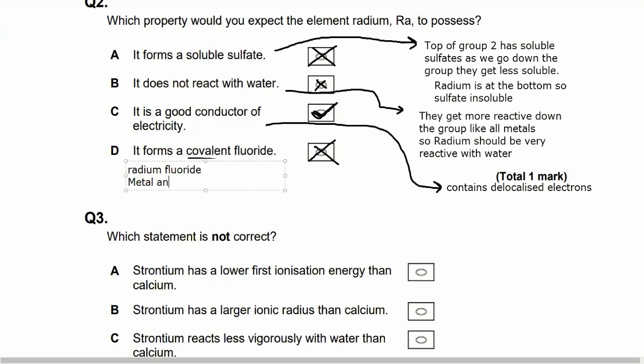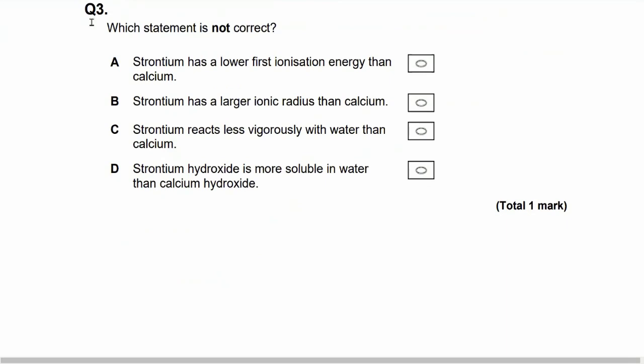So does it form a covalent fluoride? Would we get radium fluoride? Well, radium fluoride would be a metal and a non-metal, so it would be ionic. It would not be a covalent compound. Right, let's look at question 3. Which statement is not correct? So we're looking at which one of these is not correct.